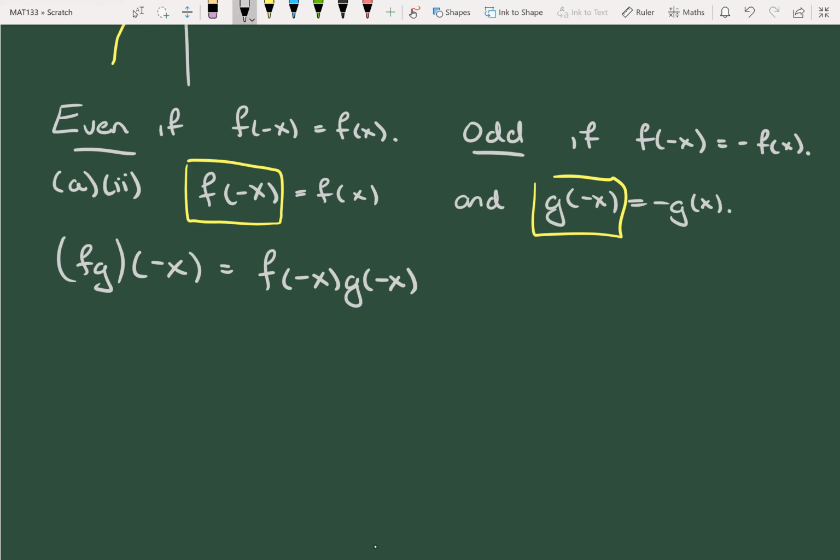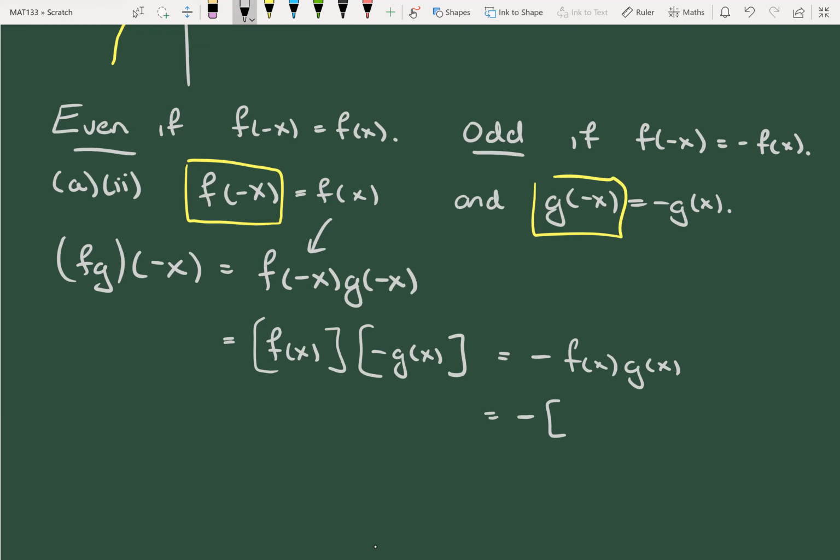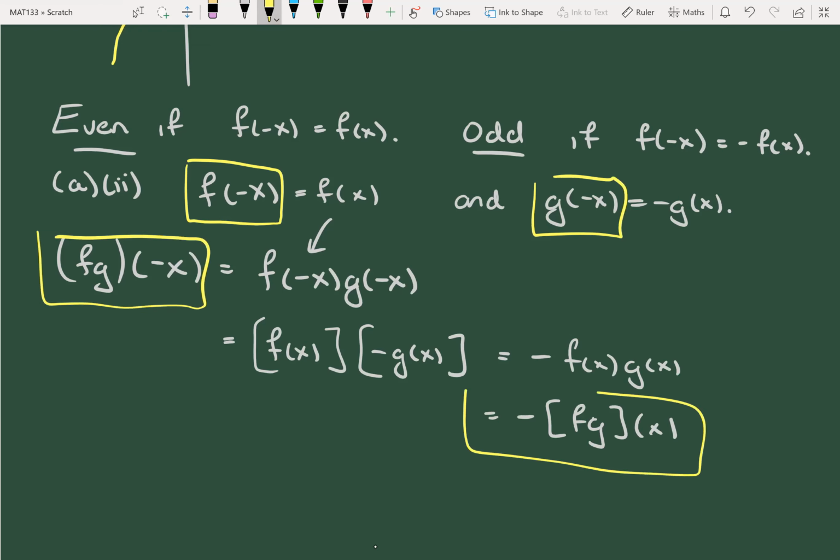Okay, and now you know what f of negative x is, right? So that's just f of x. And then you know what g of negative x is, it's negative g of x. So in total, you get negative f of x, g of x. That's negative f of g of x, right? And if you look at the beginning, and you look at the end, it's odd. Right, so you plugged in negative x and you got the same function, but it's negative.